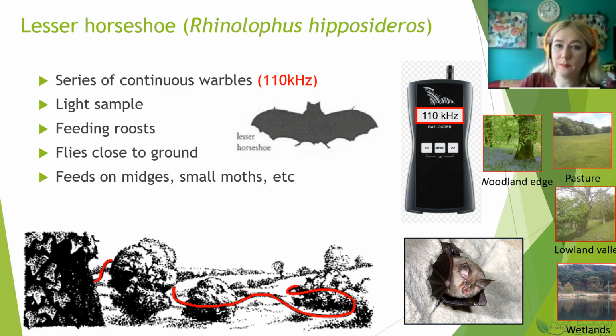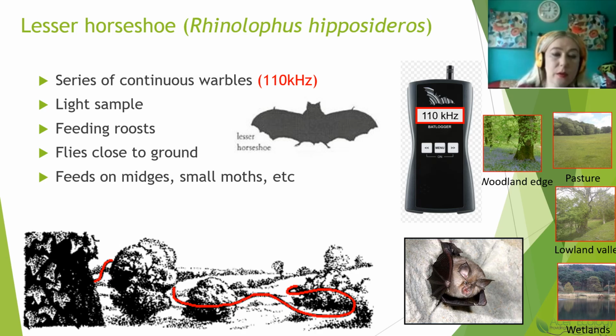Just little things to remember with the lesser horseshoe bats. As I said, they come up quite late, so about an hour after sunset, and they do the light sampling. They're really careful at emerging, and then they do feeding perches where you can find little moth wings, butterfly wings, and especially the greater horseshoe bat. I think possibly the lesser horseshoe bat as well.